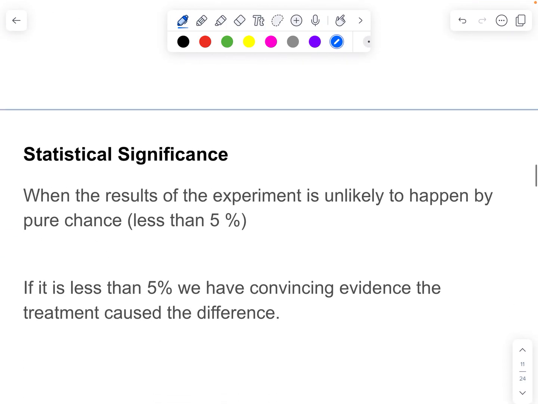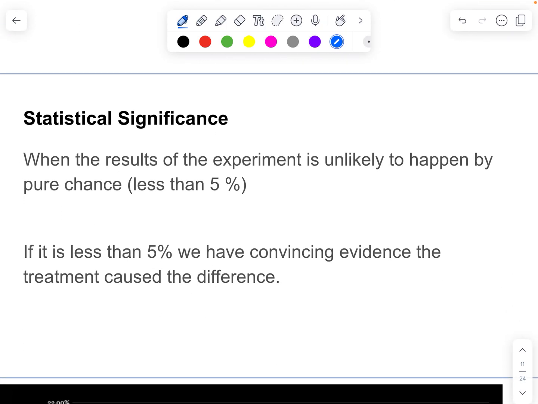Now, in statistics, we use a term called statistical significance. In this, the results of the experiment are unlikely to happen by pure chance. We generally use 5%, and we also call that the alpha level, right? We say alpha level 0.05. There will be times when you'll see different alpha levels, maybe 0.01. However, for the most part, we're referring to 5%.